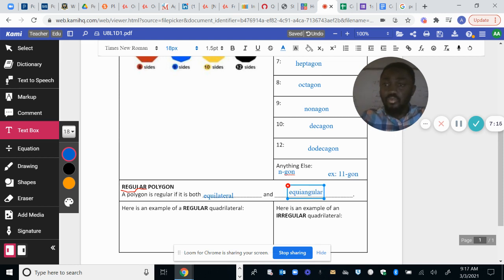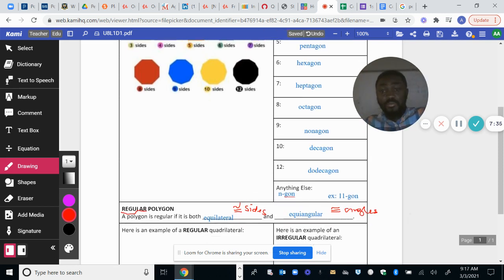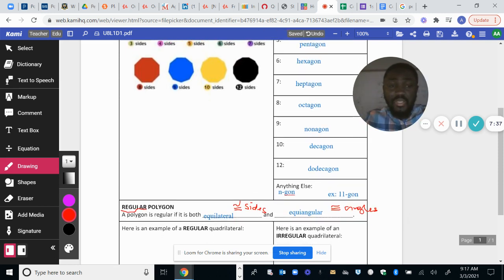What do we mean by equilateral? It means all sides are congruent, and equiangular means all angles are congruent. So in the case of a triangle, a regular triangle is an equilateral triangle where all sides are equal and all angles are also congruent.